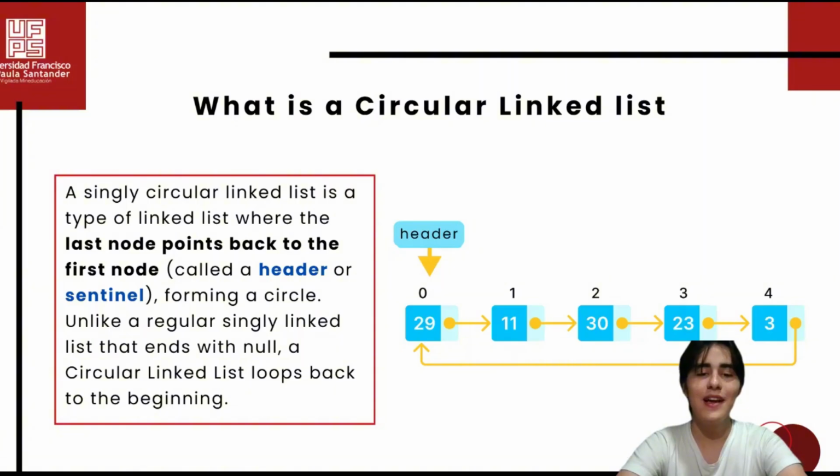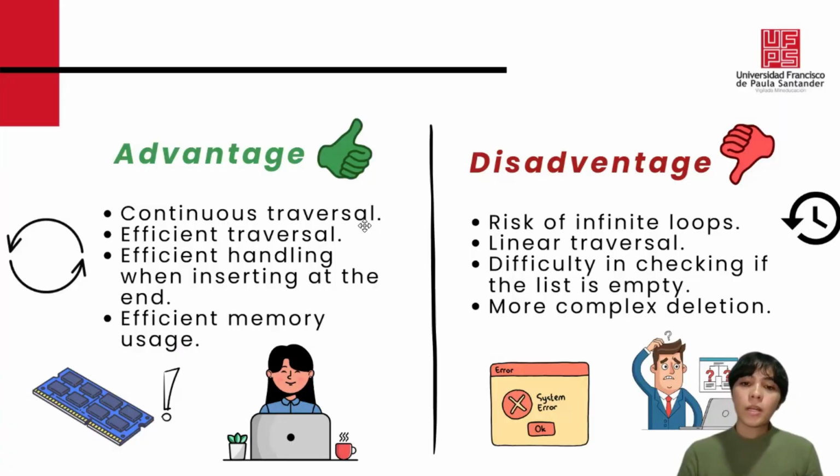A circular linked list is a type of linked list where the last node points back to the first node, also known as the header or sentinel, creating a circular structure. Unlike a regular linked list that ends with null, a circular linked list loops back to the beginning, allowing continuous traversal through its elements.